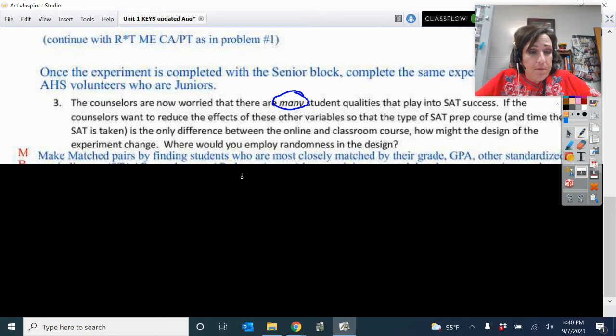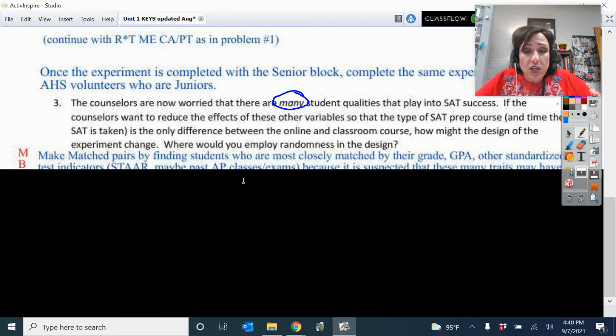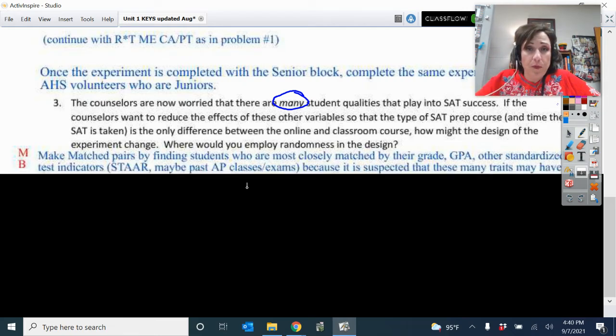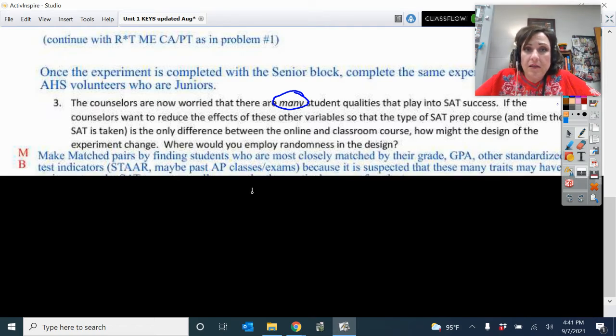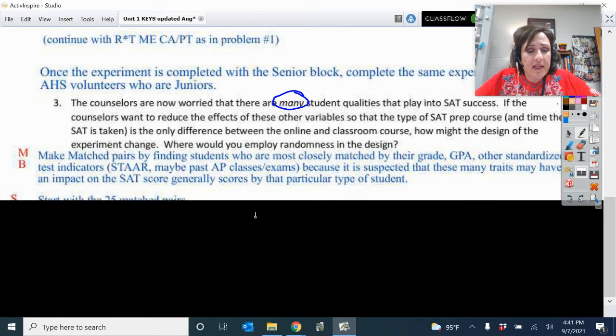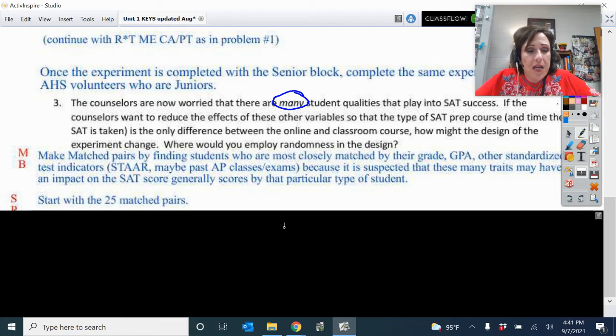So I said, make matched pairs by finding a pair of students who are most closely matched by, and then you can come up with whatever you think is reasonable, their grade, so junior, senior, their GPA, maybe how many AP classes they take, because I would imagine that affects it, and so on, maybe past indicators of how they've done on their past standardized tests, because it is suspected that these many traits have an impact on the SAT score generally of that type of student. Okay, start with the 25 matched pairs.